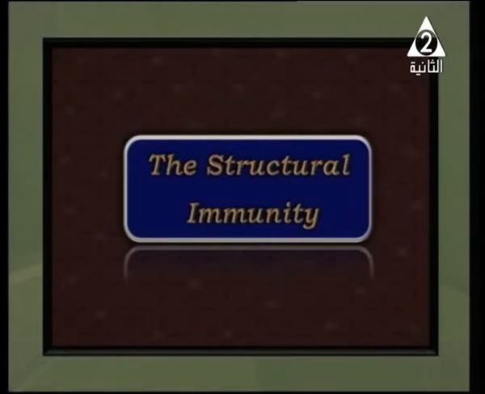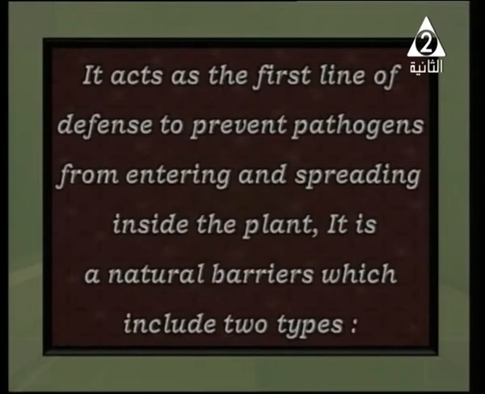Starting with the structural immunity in the plant, it acts as the first line of defense. What does first line mean? It means the first line of defense against the pathogen, okay? To what? To prevent the pathogens from entering and spreading inside the plant.